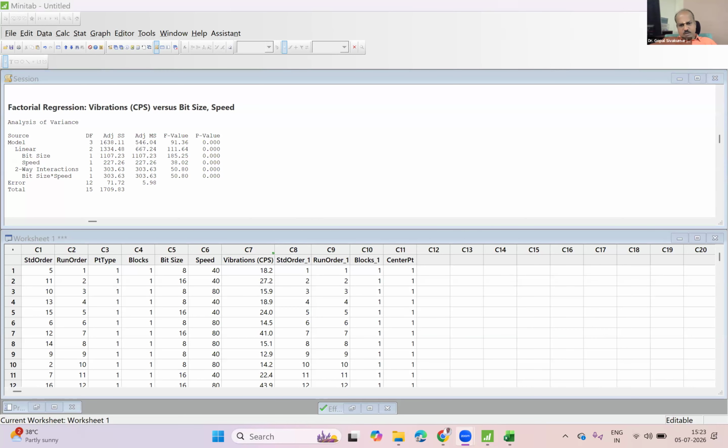Since p-value is less than 0.05, bit size is significant. Can you please type this statement, all of you? I have typed it for you from my side. Since p-value is less than 0.05, bit size is significant. We have studied this already in hypothesis testing itself.